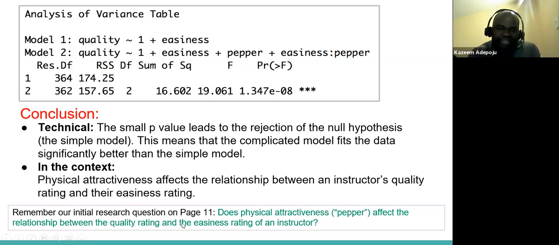And remember that initially on page 11, we were trying to answer a research question that said, does physical attractiveness, which is Pepe, affect the relationship between quality rating and the easiness rating of an instructor? That was the research question we're trying to answer. And based on that research question, we formulated a hypothesis, and then we analyzed the result, and this is exactly what we have right now. So we've been able to reach a conclusion based on the research question.